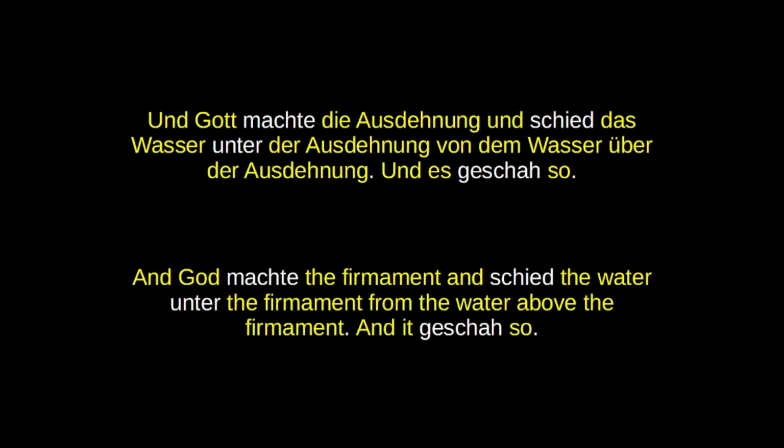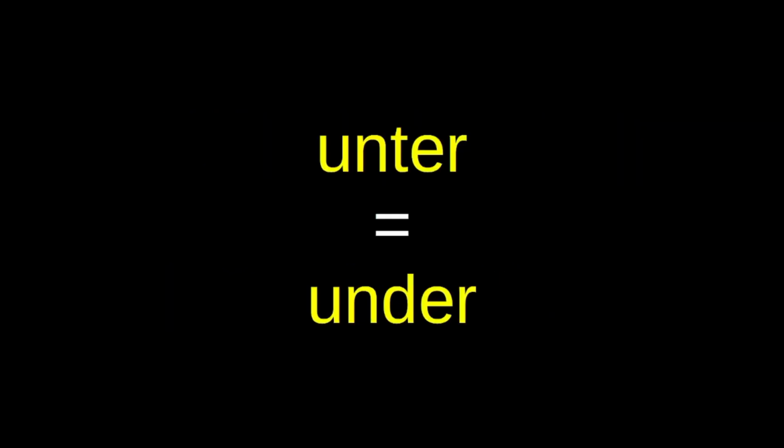And God, something, the firmament, and something, the water, something, the firmament, from the water above the firmament, and it, something, so. Now, let's try to solve all the white words that are in German. First, we'll start with unter, because that's by far the easiest one.